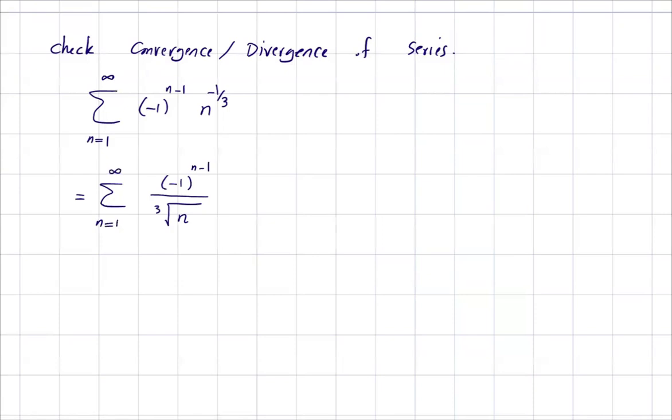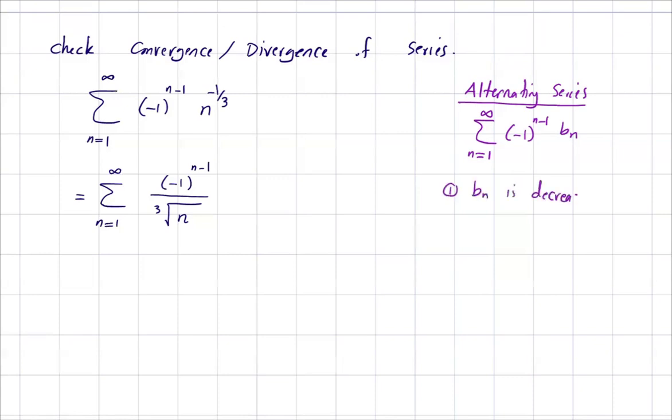This guy looks familiar to us. This one is an alternating series. Recall that for alternating series, we had a general form of -1 to power n minus 1 bn. And we said that an alternating series is convergent if two conditions are met. First of all, bn is decreasing. And second of all, the limit of bn as n goes to infinity is equal to 0.